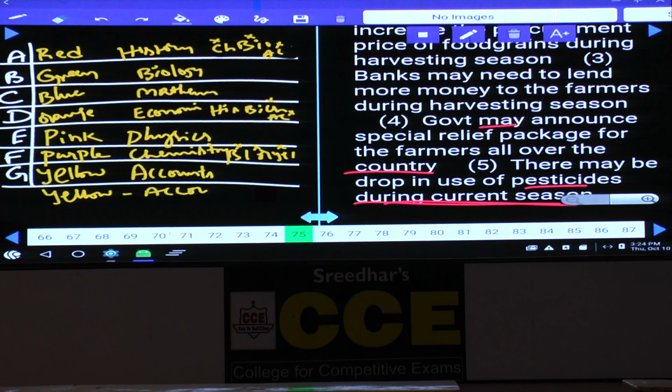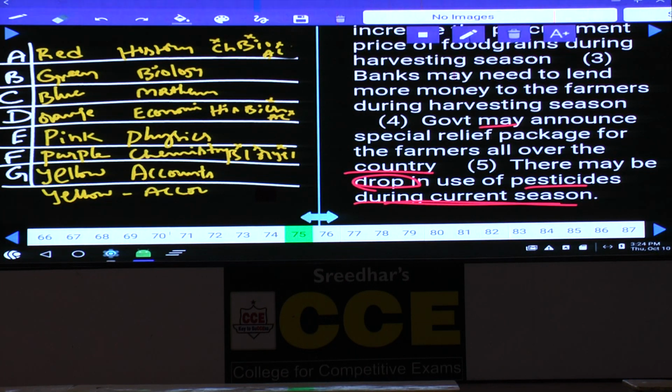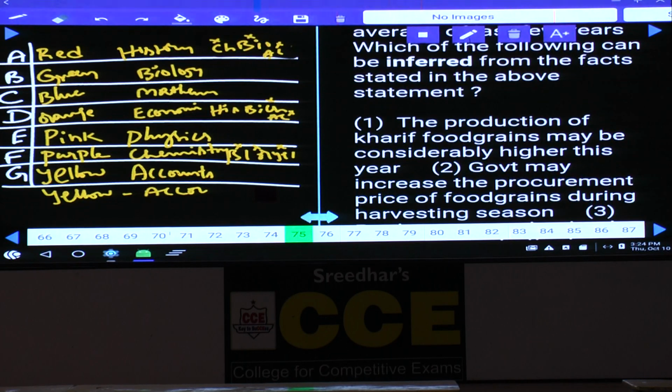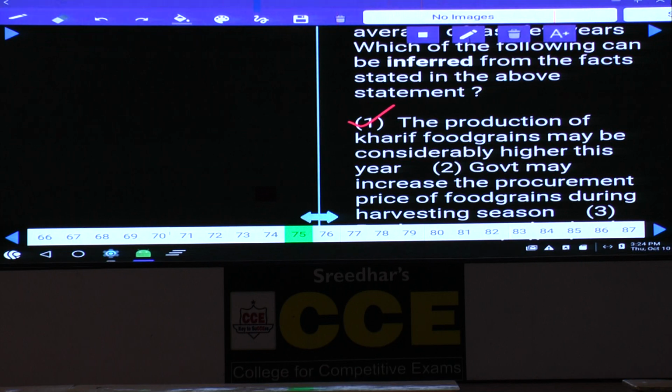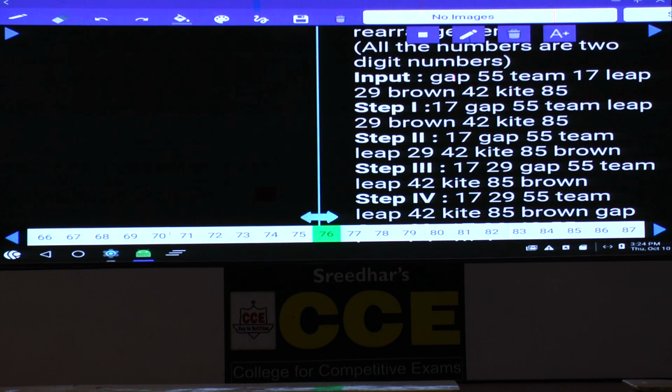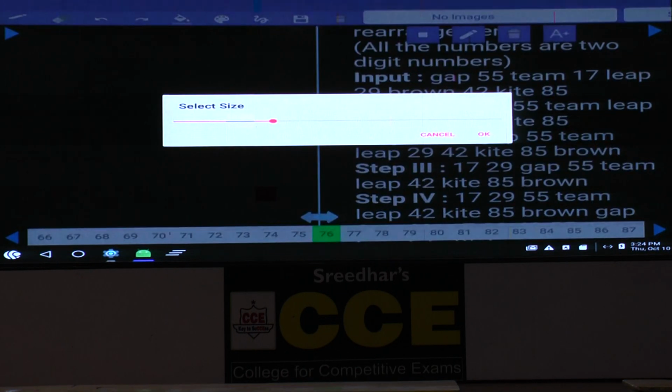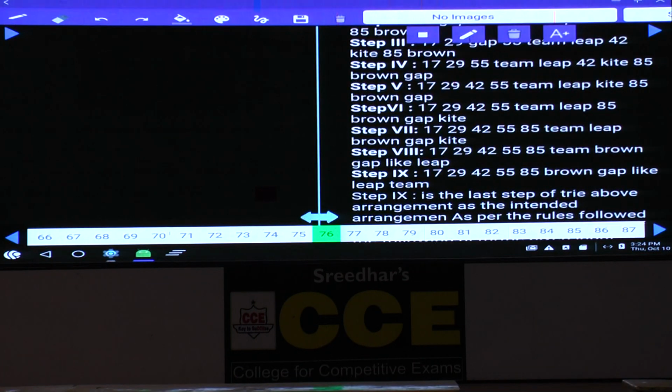But whereas here, a drop in usage of pesticide may not be the case. Hence, finally, what is your answer here? Only one can be drawn with the help of this one. Now 75 is choice 1. Then 76 onwards. Now question number 76 to 80 is based on input and output.